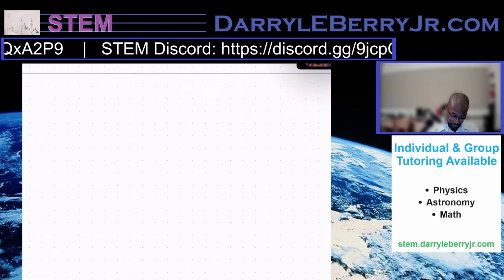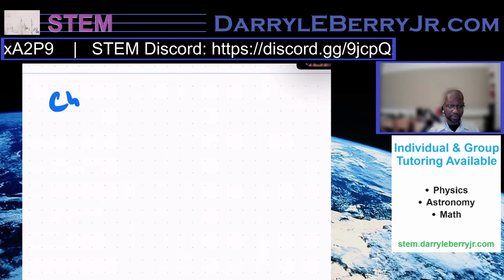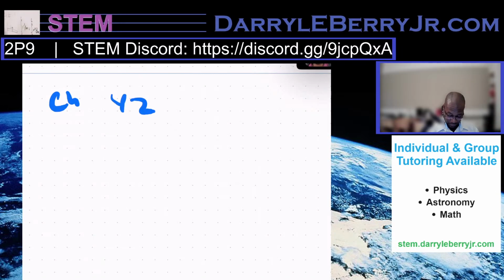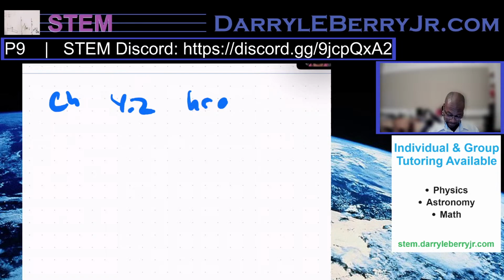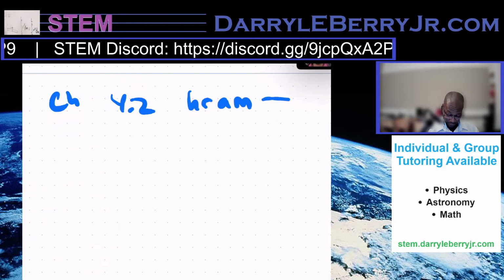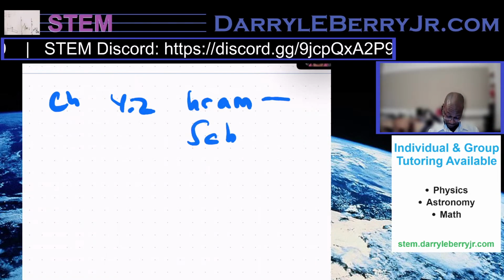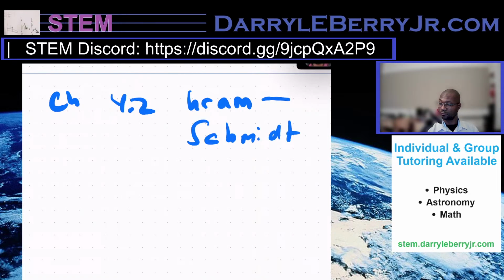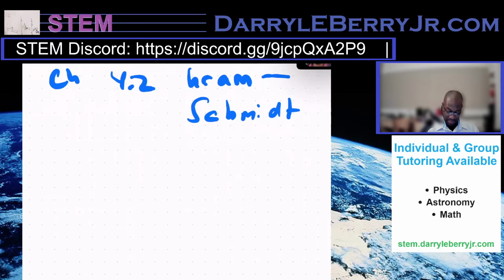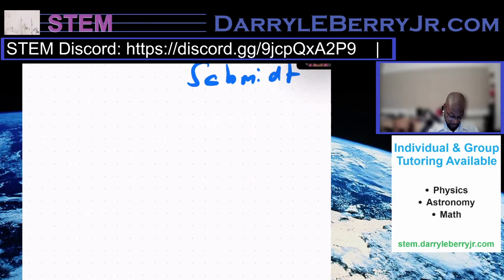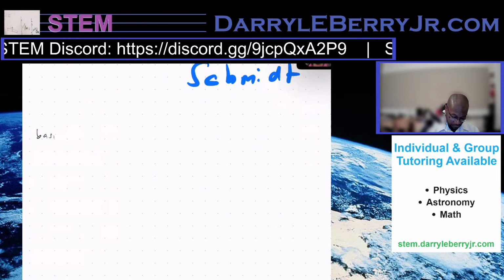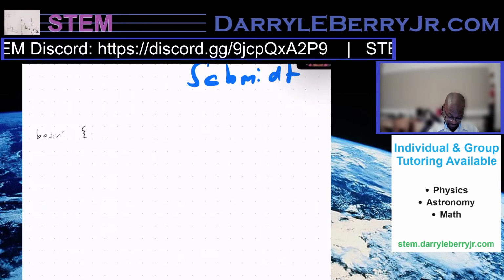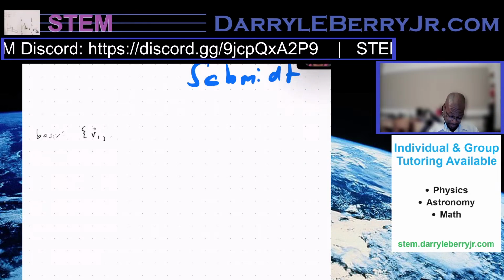Right, so we have chapter 4.2, Gram-Schmidt. Right, so the Gram-Schmidt process. So we have a basis, and the basis is a bunch of vectors that span a space.